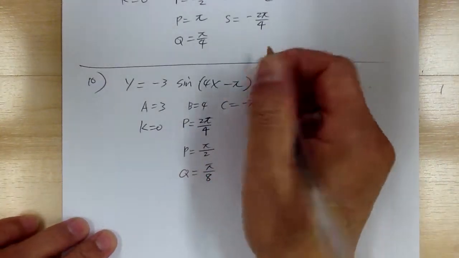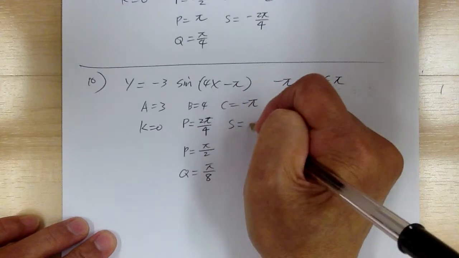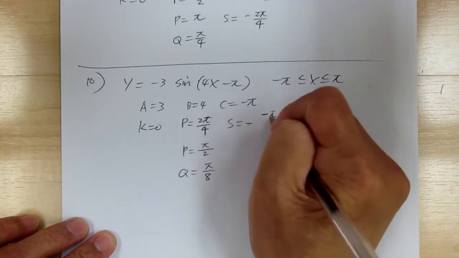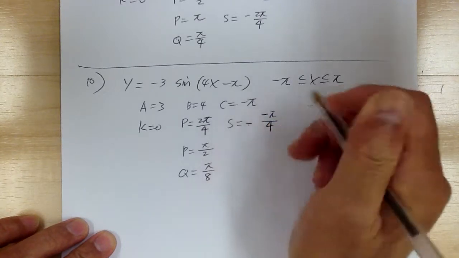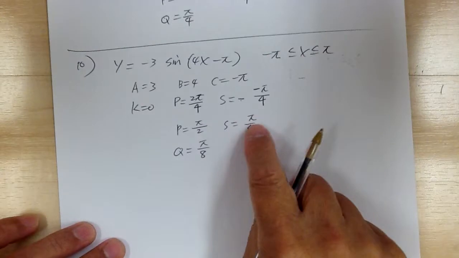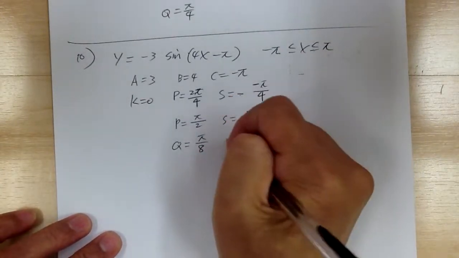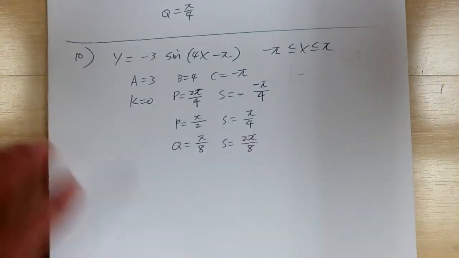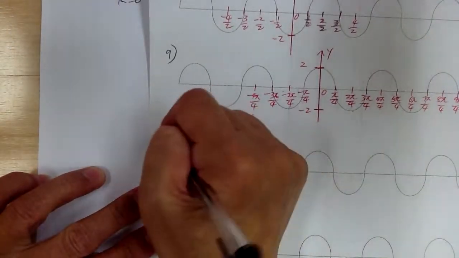Okay, now let's go and figure out the shift. So s equal to negative c over b. So s equal to pi over 4. Again, they are not the same, so you make into common denominator, so you can do the graphing.